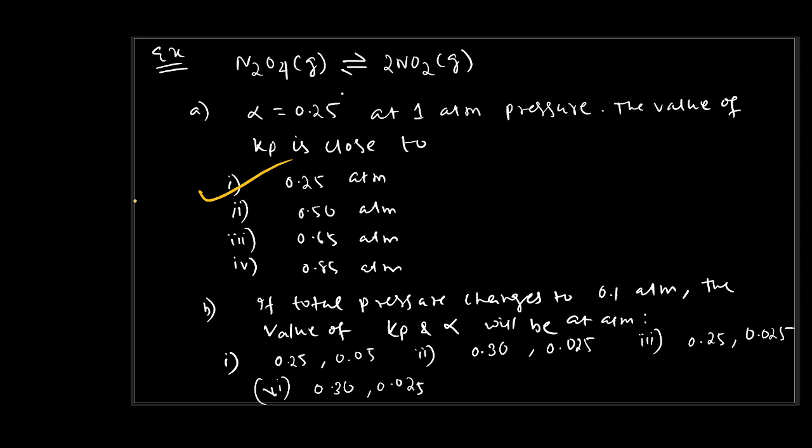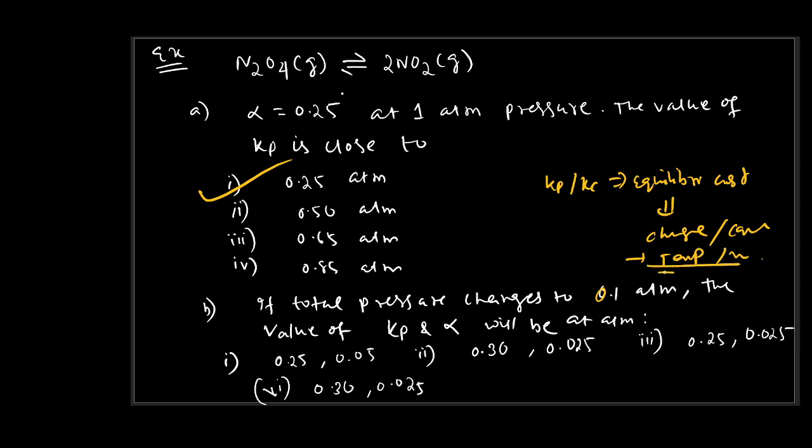Option C. This is part A. And part B, what does it ask? If total pressure changes to 0.1 atm, the value of Kp and alpha will be. So Kp, Kc, that is called the equilibrium constant. It does not depend on change in pressure or concentrations. It only depends on temperature. If you change temperature, then Kp changes. So Kp does not depend on change in pressure.